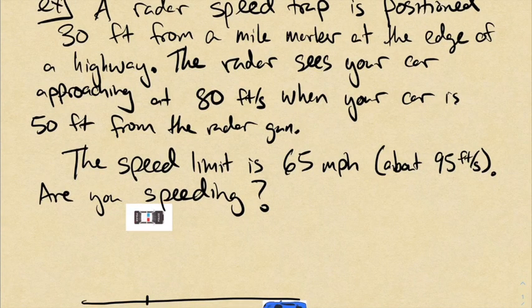And then let's add in some of the important distances and things. So we know that the trap is 30 feet from the side of the road. Maybe I drew that line a little bit too long. We'll want to talk about the distance between the radar gun and the car. And we can talk about this distance too, which is the distance to the mile marker.